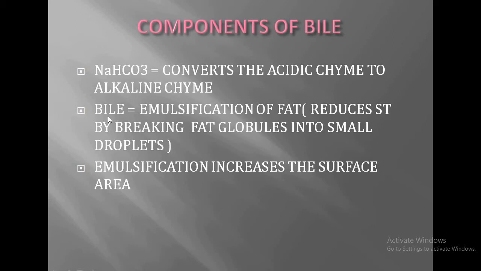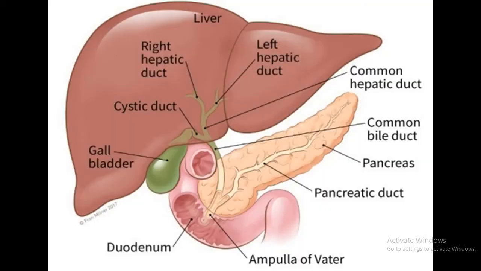Now the other component of bile is the bile salts itself, and the purpose of bile is the emulsification of fat. Now what is emulsification? Emulsification is a process by which the fat globules will be turned into small droplets. So when the fat globules are turned into small droplets, the surface area will be increased, surface tension will be reduced, and this is how the efficiency of fat digestion will be enhanced.